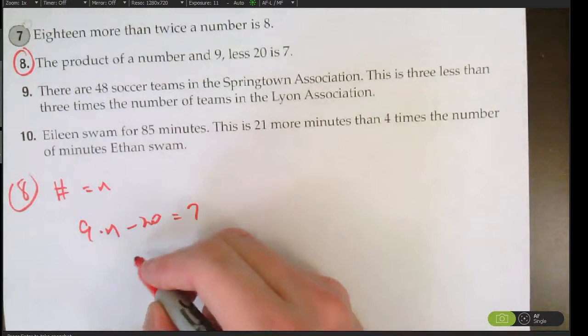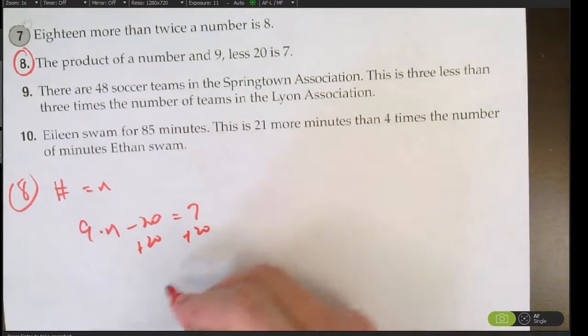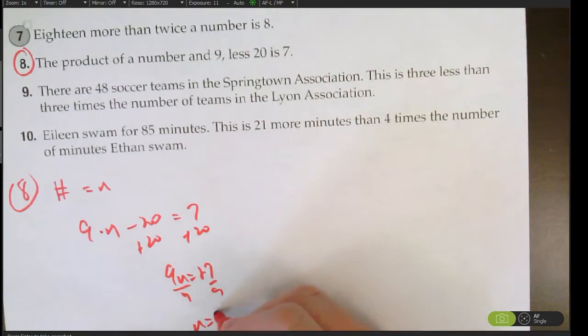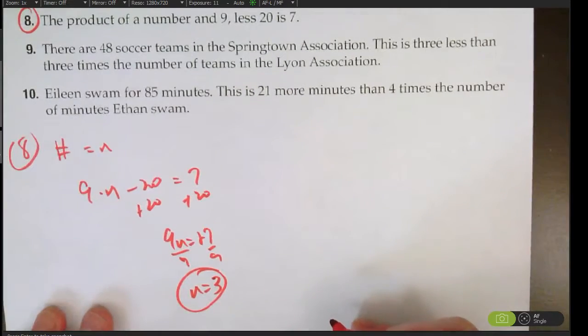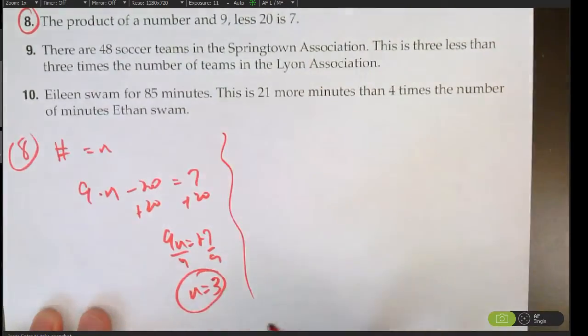Then if I wanted to solve that, add 20 to both sides. 9n equals 27. Divide by 9. n equals 3. Okay. Now number 10.